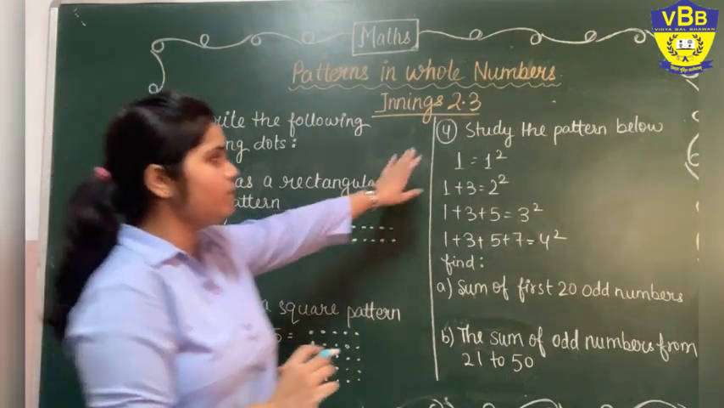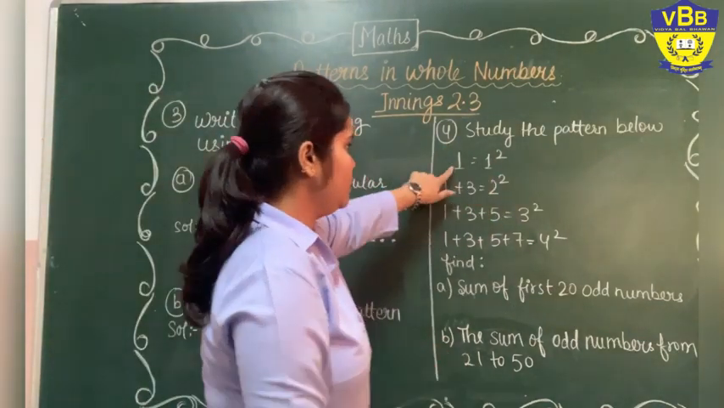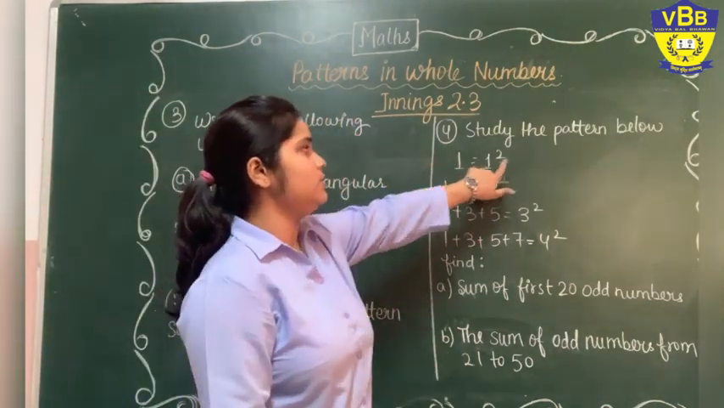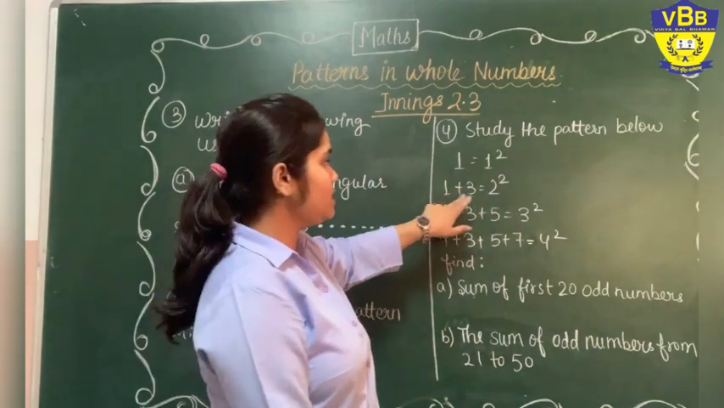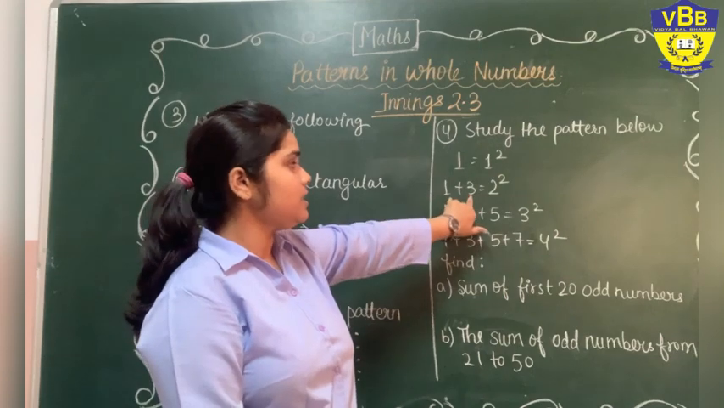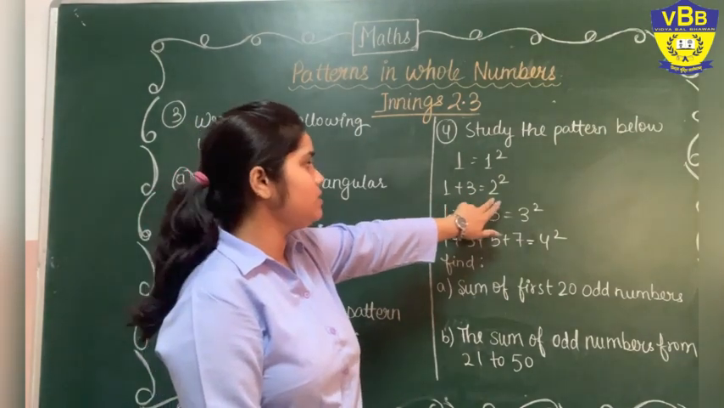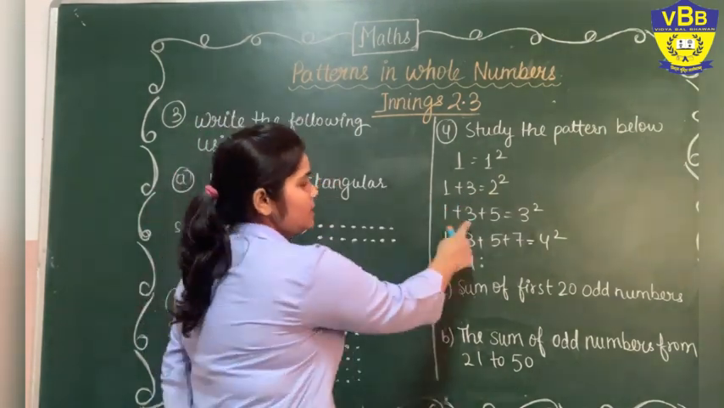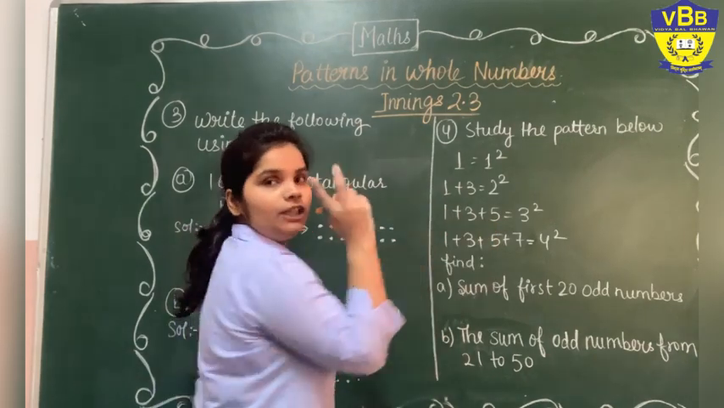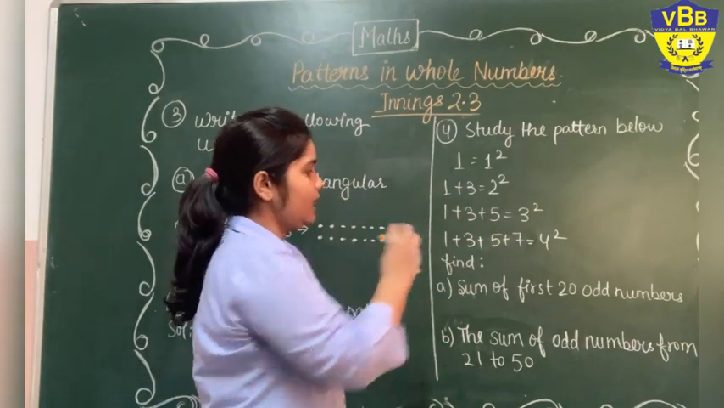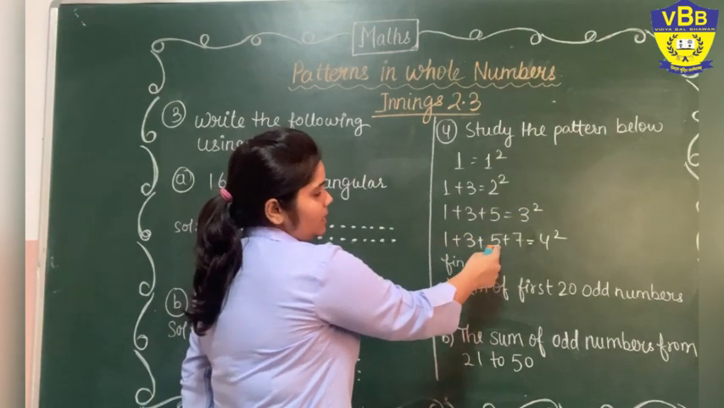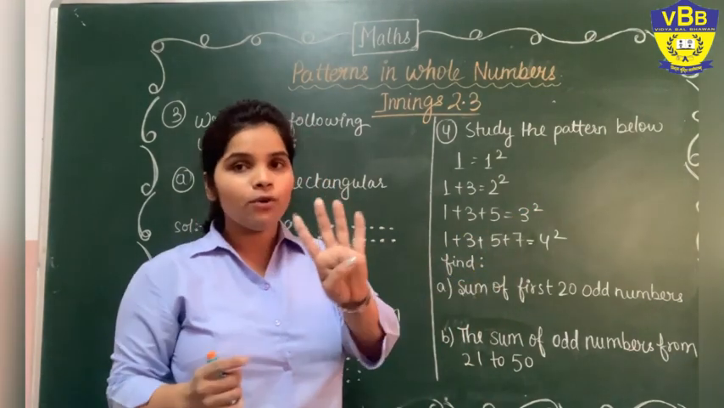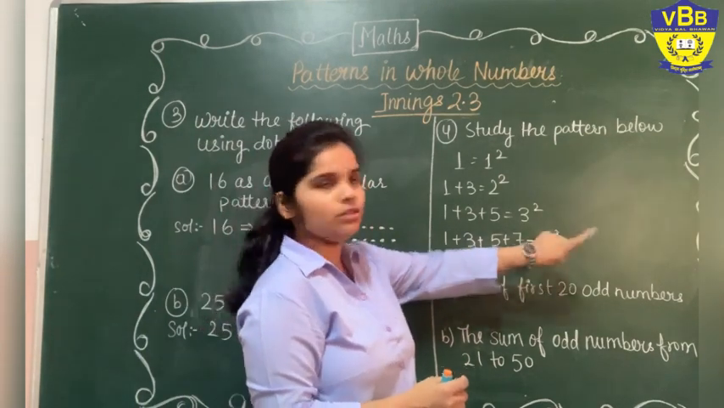Next, question number 4. Study the pattern below. You can see 1 is equal to 1 square. 1 plus 3, the sum of odd numbers, is 2 square. 1 plus 3 plus 5, you are adding 3 odd numbers, so 3 square. Now 1 plus 3 plus 5 plus 7, you are adding 4 odd numbers. It is equal to 4 square.